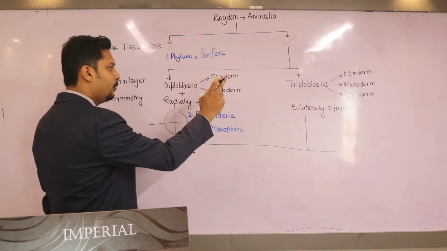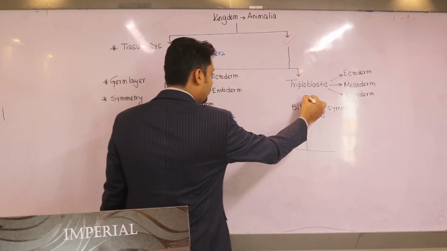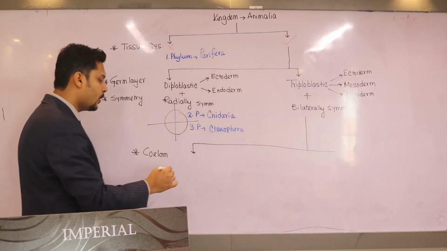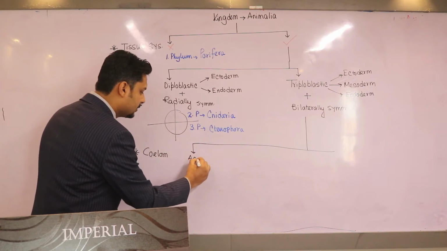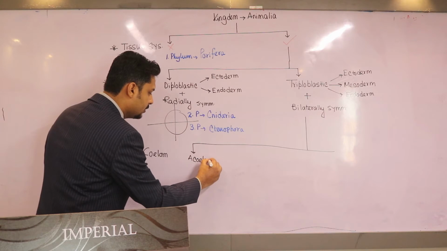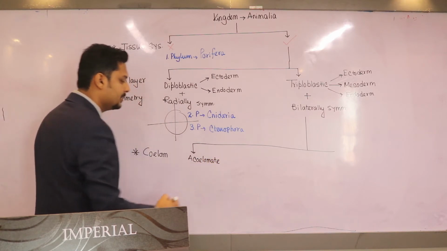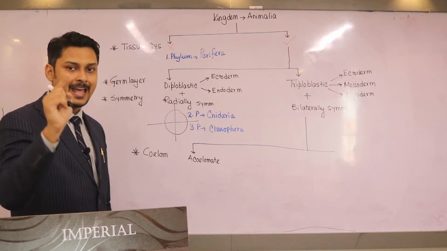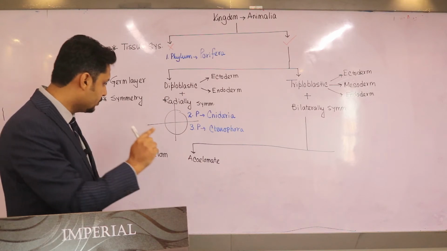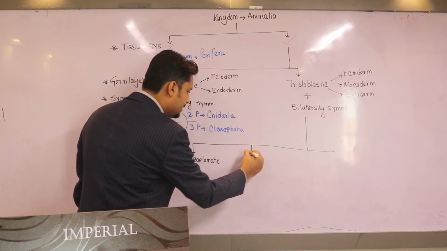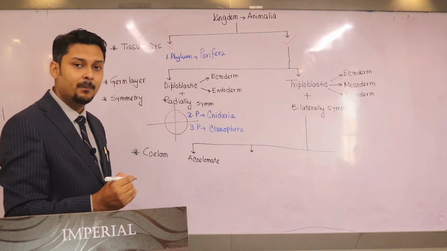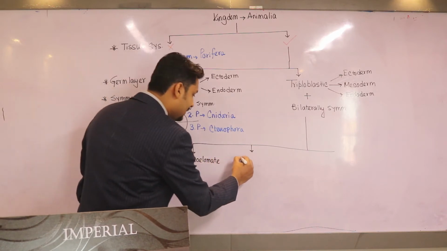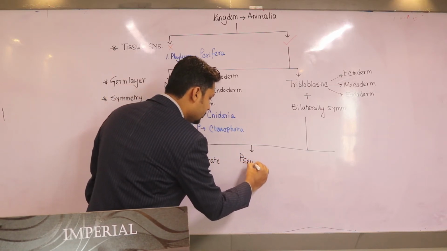So those that are triploblastic and bilaterally symmetrical are classified on the basis of coelom. Some group of organism are acoelomate because of absence of coelom. Remember this, absence of coelom. A in biology means absence. So absence of coelom, acoelomate. Some group of organism have some cavities, but that cavity is a false cavity. So false cavity, that means they are pseudocoelomate.